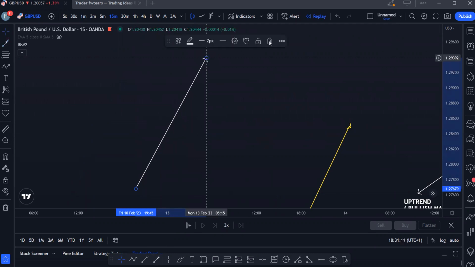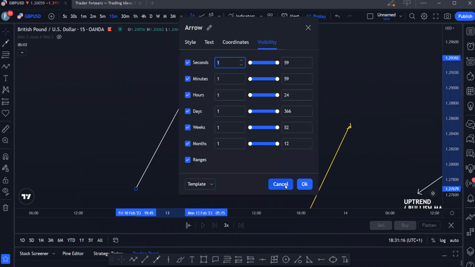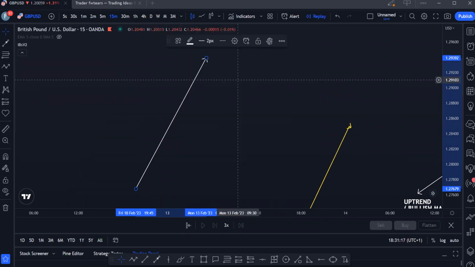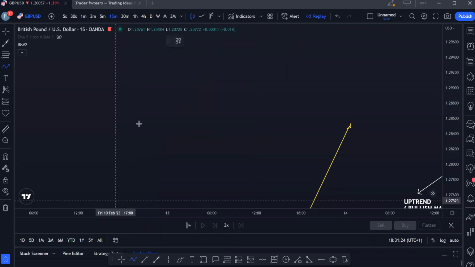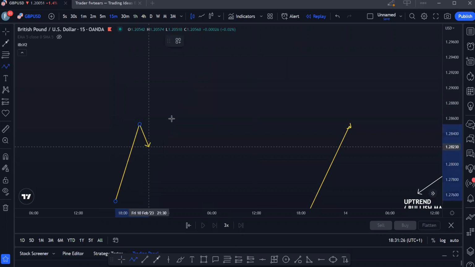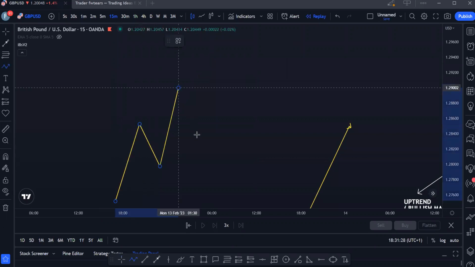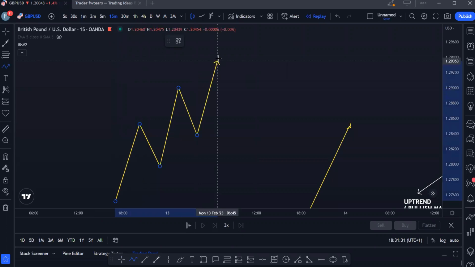So how does price move in an uptrend? That's the first question that we need to ask ourselves. How does price move in an uptrend? Okay, so it moves this way. Price moves in a zigzag manner like this.